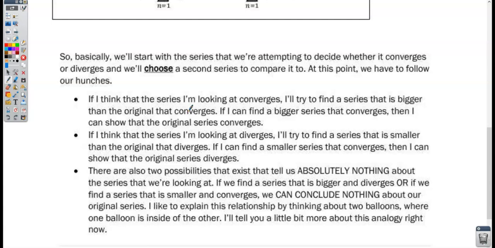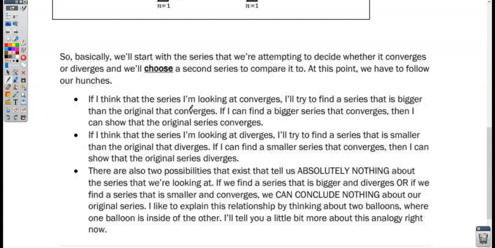On the other hand, if I think that the series I'm looking at diverges, I'm going to try and find a smaller series that diverges, because then that smaller series diverging can show that the original series diverges. Now, something that's very important for you to realize here, there are two possibilities that tell us absolutely nothing about the series that we're looking at. If we find a series that's bigger and diverges, that doesn't tell us anything. If we find a series that's smaller and converges, that doesn't tell us anything.